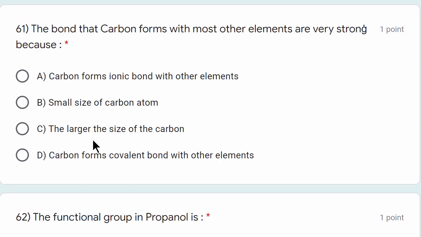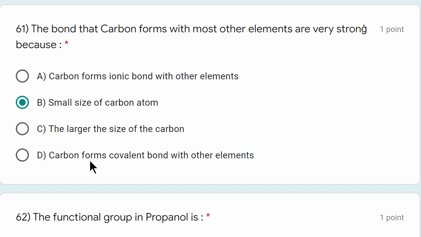Okay, so then we have this question. This question also is a little tricky because two answers are potentially correct and we have to pick one of them. The bond that carbon forms with most other elements is very strong because, okay, now carbon forms ionic bonds is wrong. Carbon doesn't form ionic bonds. The bond is actually strong as compared to other elements like silicon because of the small size of the carbon atom. So this is actually correct. The larger the size of the carbon, I mean this English also is wrong and the sentence also is wrong. It is not larger the size.